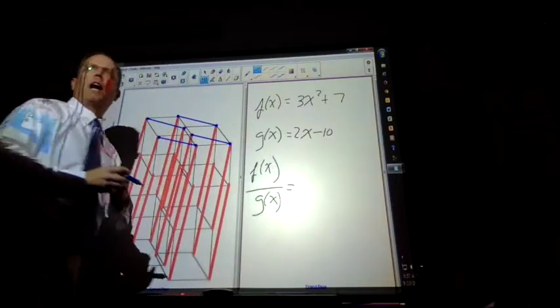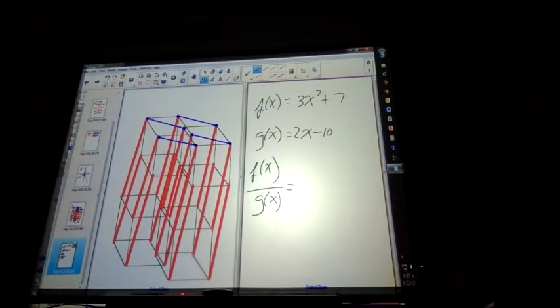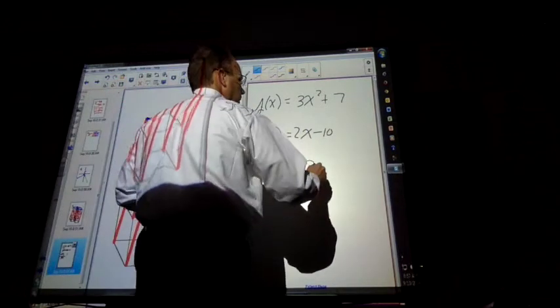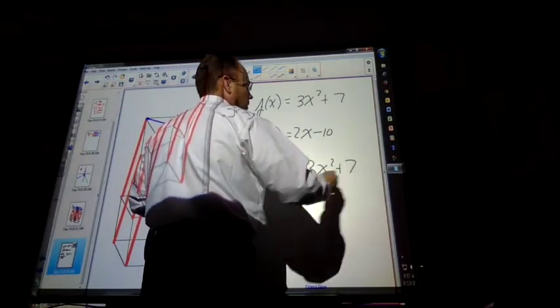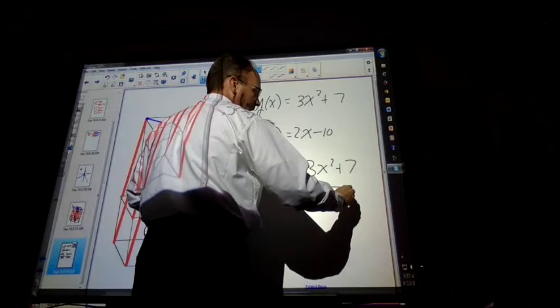I know. I just kind of wowed you guys with dimensions. I'm sorry. Shh. What would that be? F at x divided by g at x. Say it. There you go.